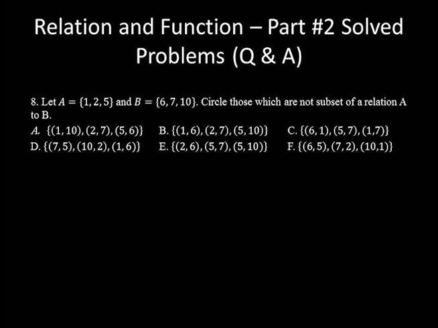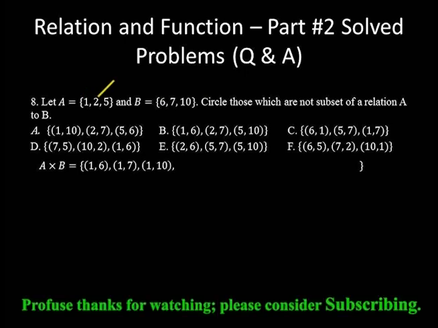So let's start by forming a relation from A to B. A cross B equals... relating 1 with each element of set B gives us (1, 6), (1, 7), and (1, 10). By pairing 2 with each element of set B, we will find (2, 6), (2, 7), and (2, 10). Relating 5 with each element of set B gives us (5, 6), (5, 7), and (5, 10).